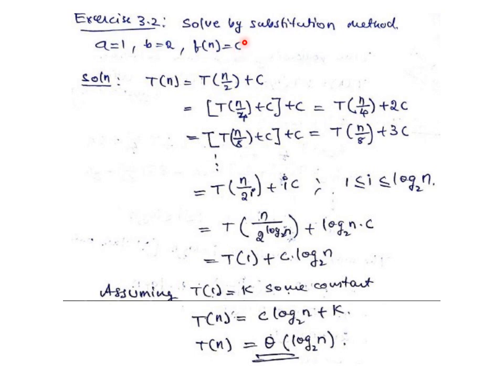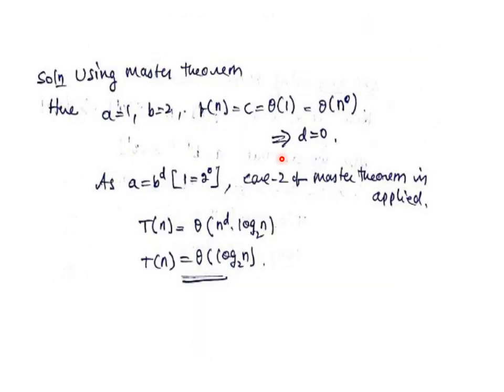So n to the power d is equal to 1 here. So the d value is 0. So a is 1, b is 2, f of n is equal to c, and that is big theta of 1, because c is a constant. So big theta of n to the power 0. So d is equal to 0.